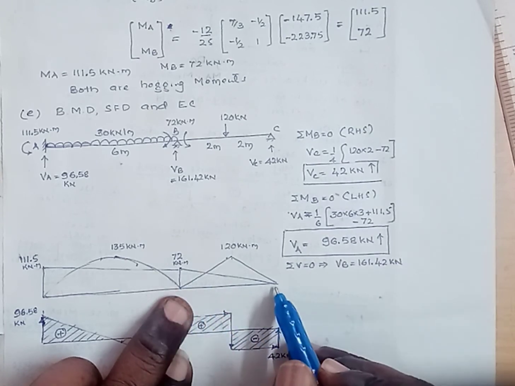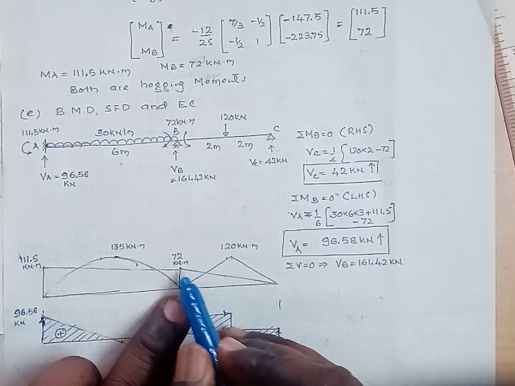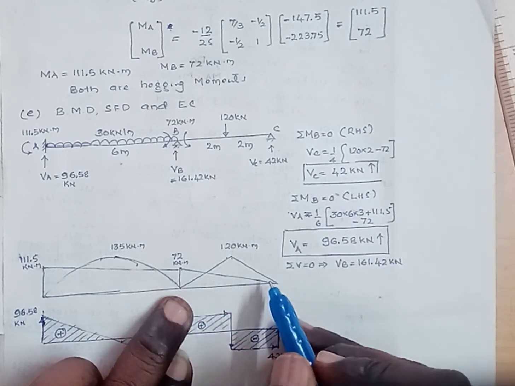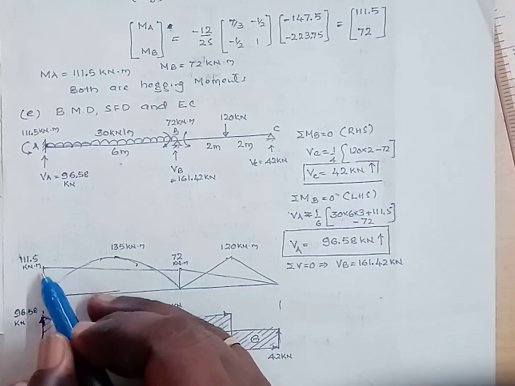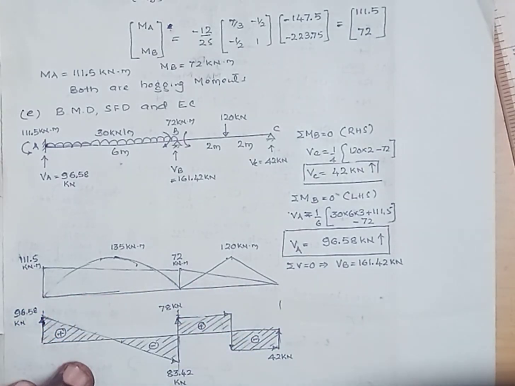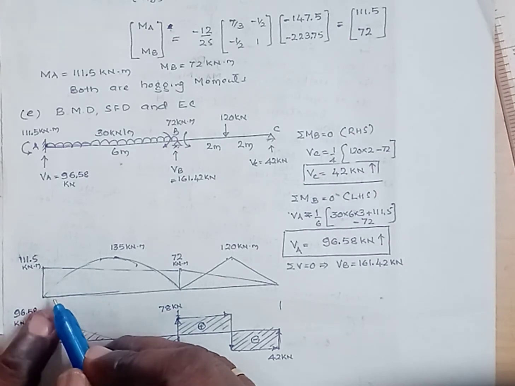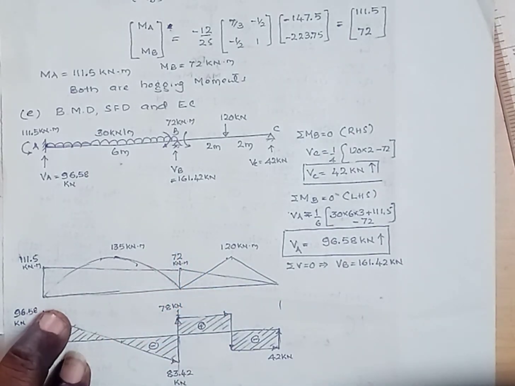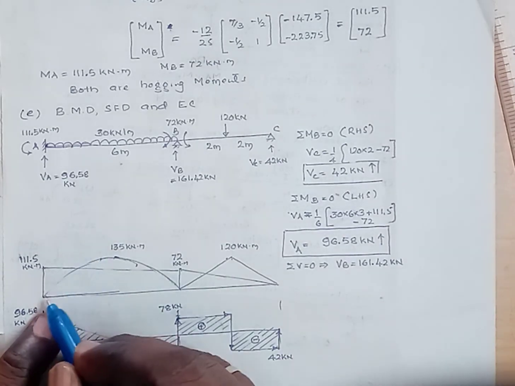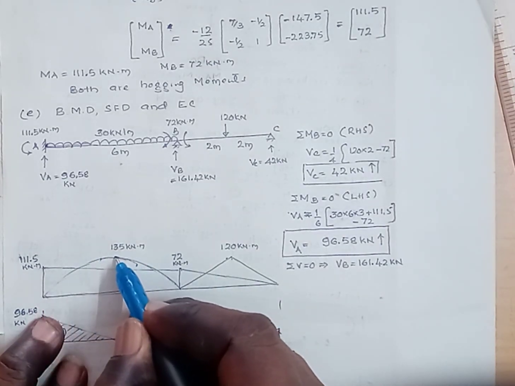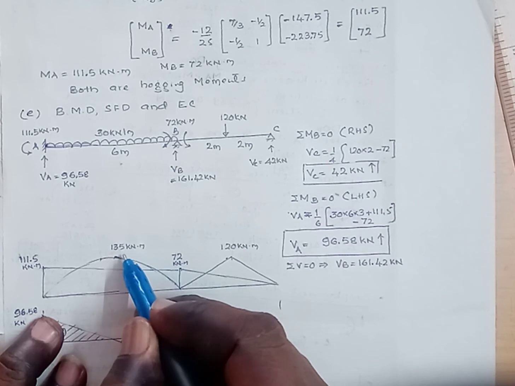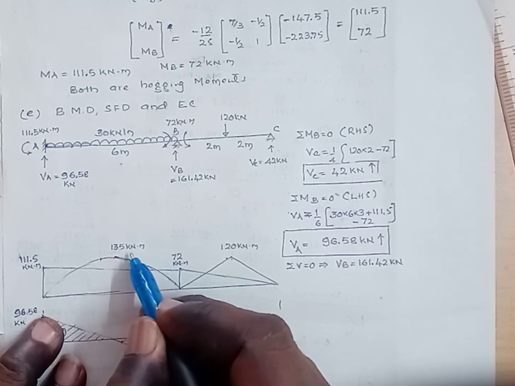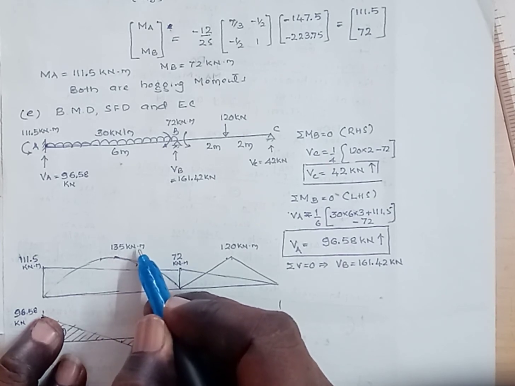Similarly for B to C, here the ordinate is 0. Then join this by a straight line. Now we have drawn the support moment diagram. Then we have to overlap the simply supported beam bending moment diagram. Here the maximum bending moment is WL square by 8, that is 30 into 6 square by 8, that is 135 kilonewton meter, which is acting at the center.